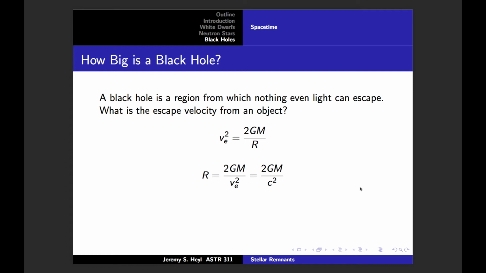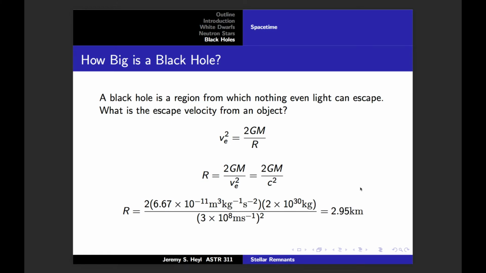So if I take a given mass and I shove it in a radius r smaller than this big R, it is a black hole, because light can't even escape. Okay? And we can put in numbers here to do the math. We know the mass of the sun. We figured that out earlier in the term. We know big G. We know the speed of light. And we get, for something the mass of the sun, it's 3 kilometers in radius. So if I take the mass of the sun and squeeze it down to a radius of 3 kilometers, it is a black hole.